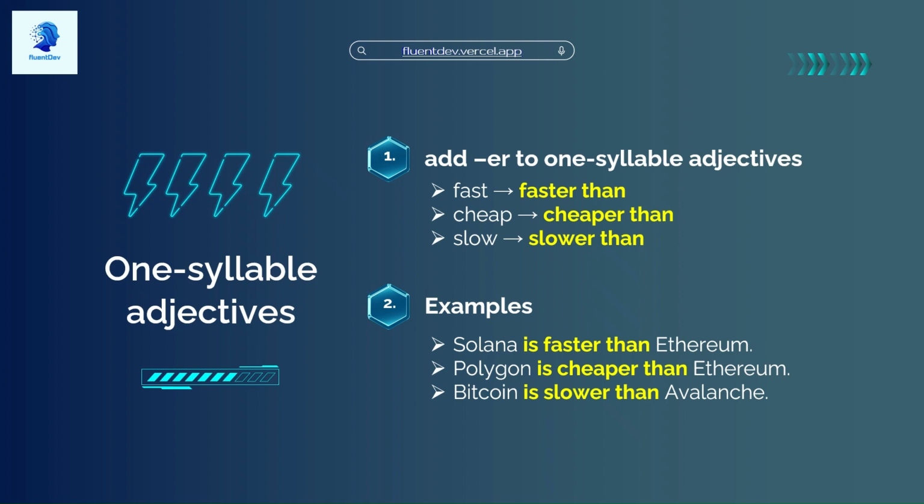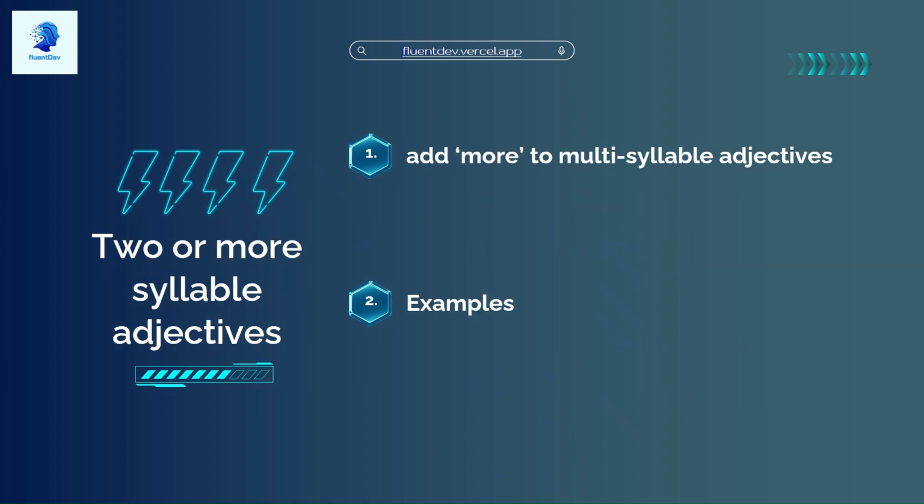Let's see what the next rule is here. So there's also a rule for adjectives that have 2 or more syllables, right? If there are 2 or more syllables, we just need to add more to the multi-syllable adjectives, and we're not going to add ER at all. We're just going to add the word more plus the base adjective there, right? Let's look at some examples.